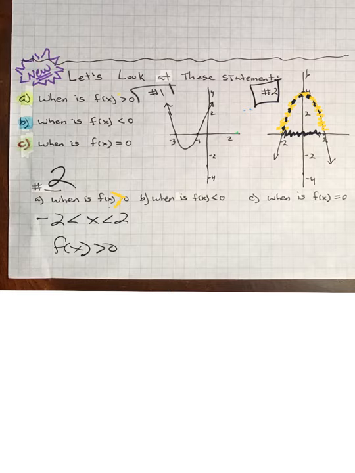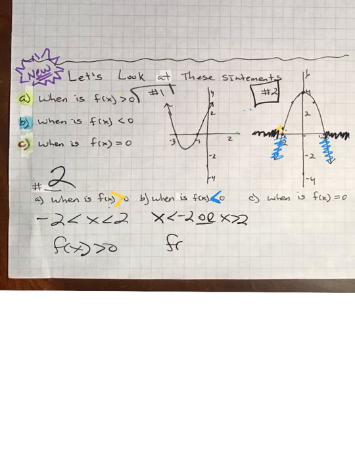Question B, when is the function less than 0? Or the y values, or the function, when is the function less than 0? Wouldn't that be below the x-axis? And so what are their x values? So the x values that correspond to when the function is below are going to be out here to the left of -2 and to the right of +2. So all the x values that are to the left of -2 or to the right of +2 is when the function or the y values is less than 0.